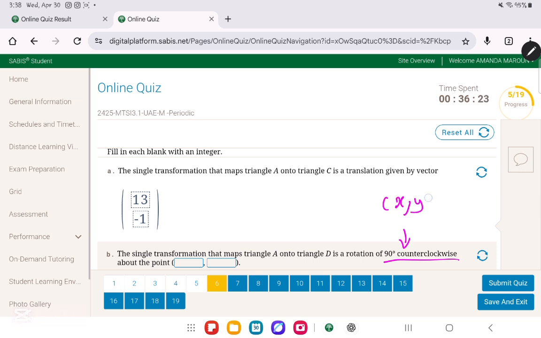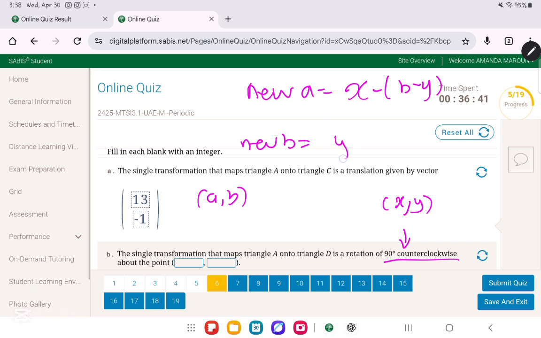About the point xy, we're going to choose point AB. We know that new A is going to be equal to x minus b minus y, because we are dealing with counterclockwise. And then new b is equal to y plus a minus x, because we are dealing with counterclockwise.